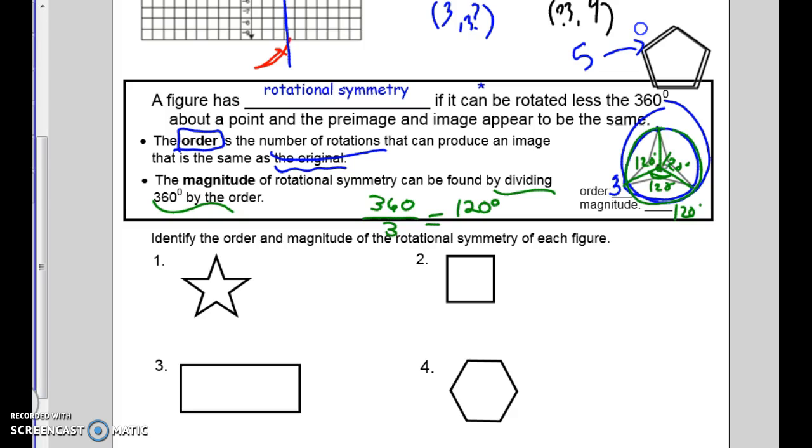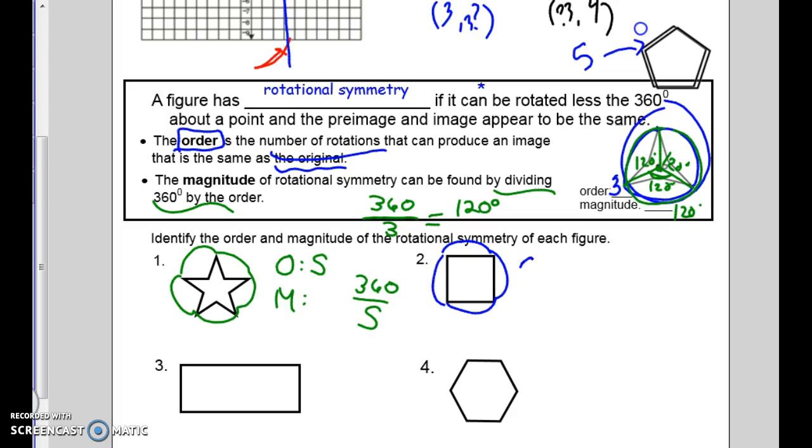So then here you want to find the magnitude and the order. So this one would be 1, 2, 3, 4, 5. Order would be 5. And then the magnitude would just be 360 divided by 5. Right here, 1, 2, 3, 4. So my order would be 4. My magnitude would be 360 divided by 4. And I believe that one is 90. I don't remember this one off the top of my head. I think it's 72.